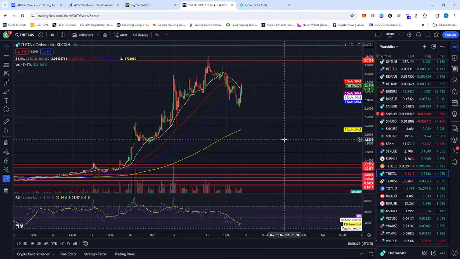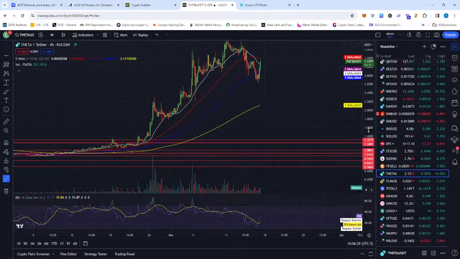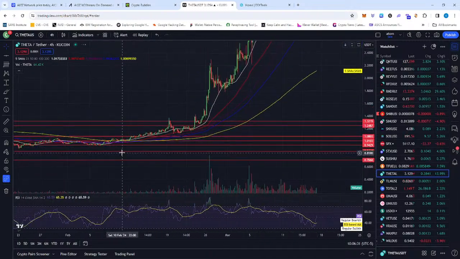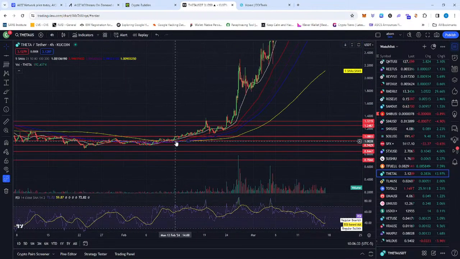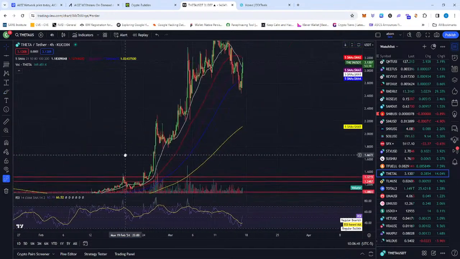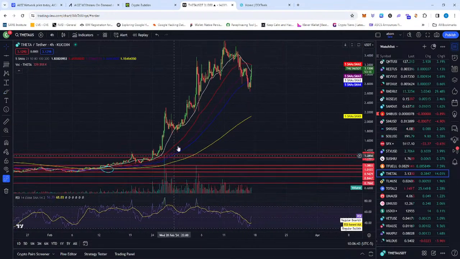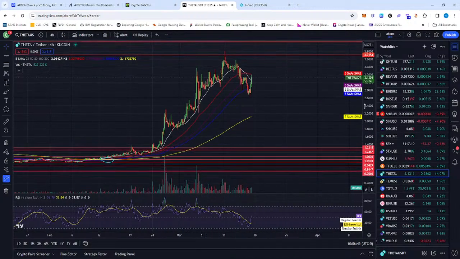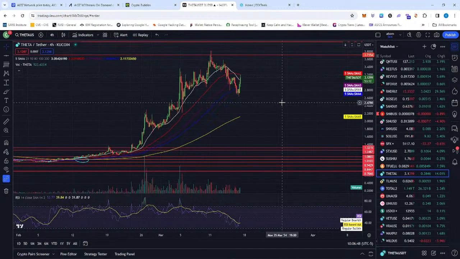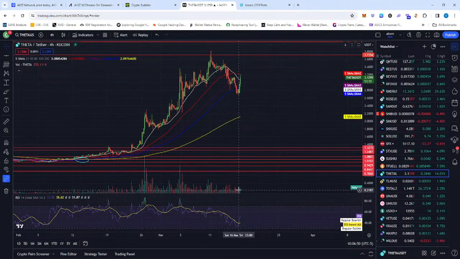Now, let's see here. Another example of a golden cross. You have a golden cross right here. The 50 crossing the 200. And boom, look at the run up. Look at the run up. And Theta is not finished. It's going to go some more, because you started to see the volume come in.